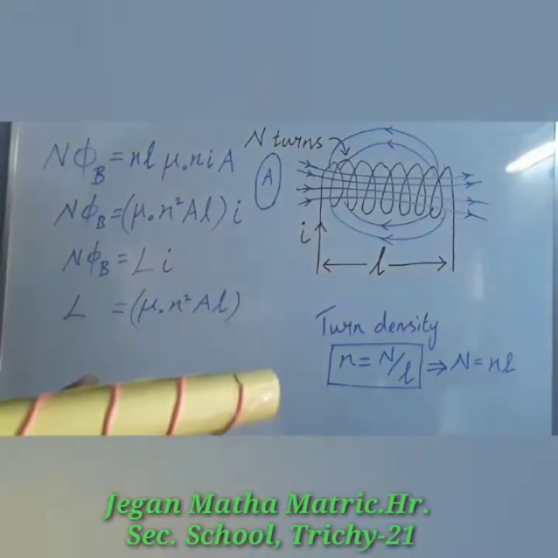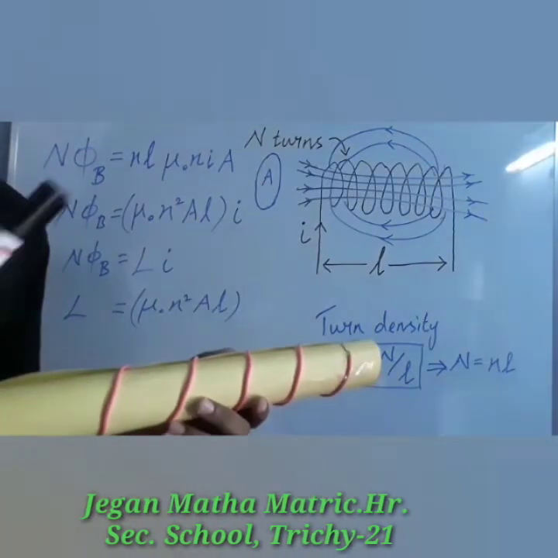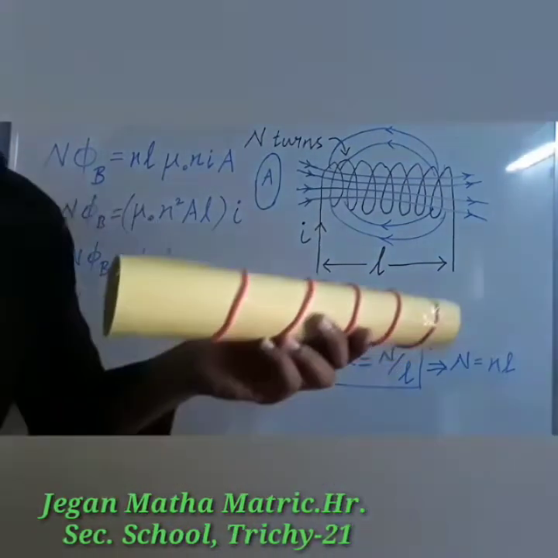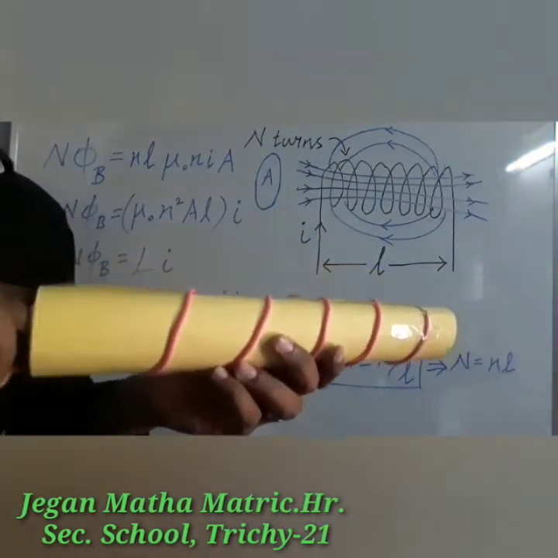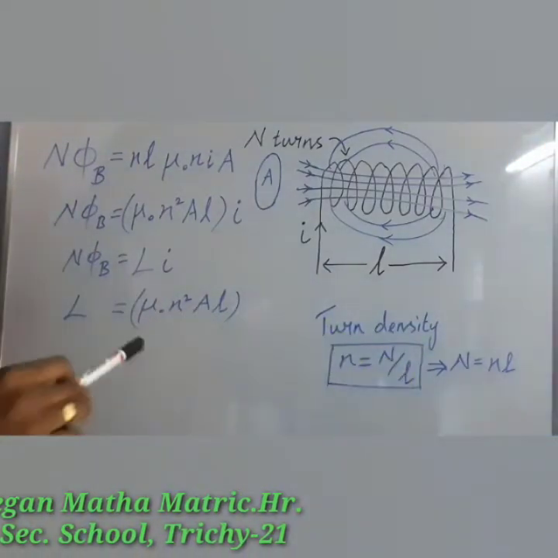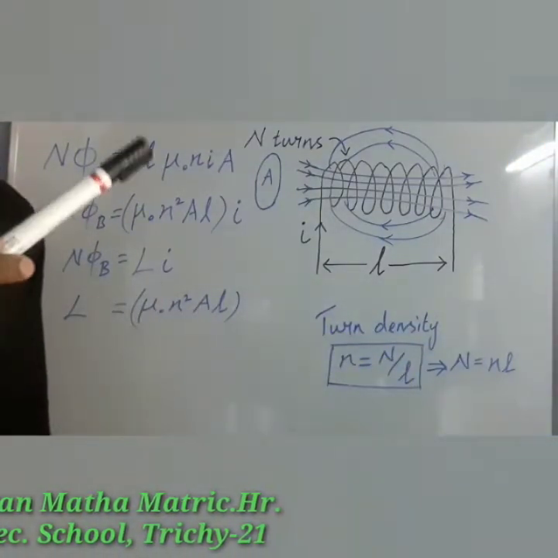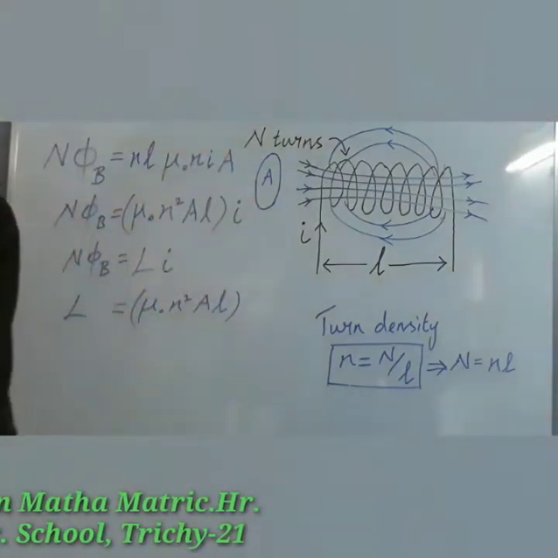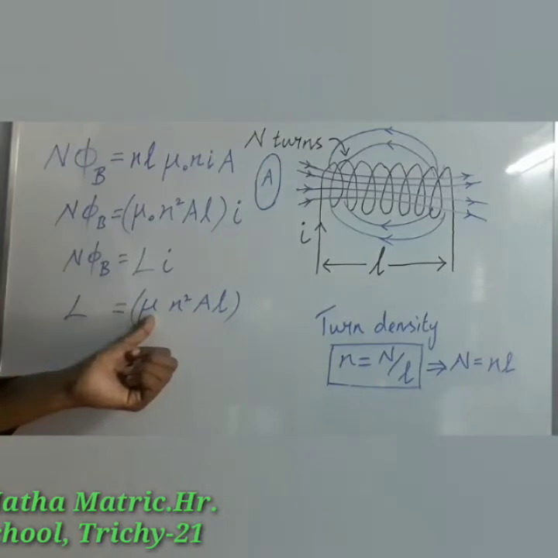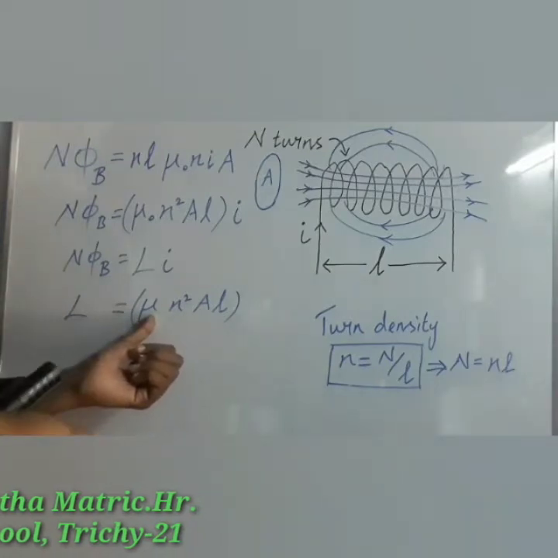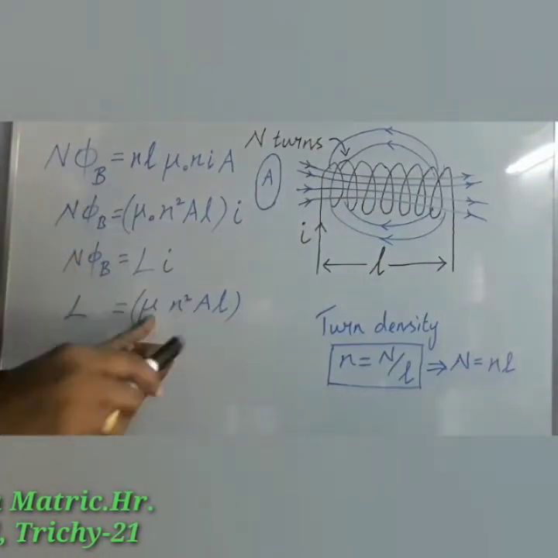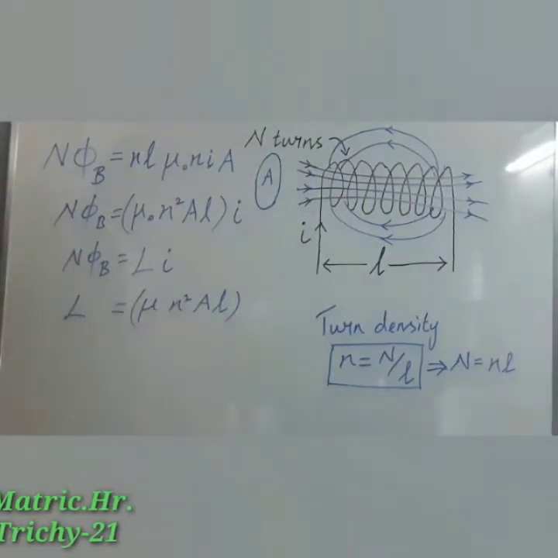Suppose this solenoid is filled with a dielectric medium, with relative permeability mu r. It is inserted into the solenoid. What will happen to the self-inductance? There is no change in the shape, only one change: instead of mu naught, you have to write the permeability of this medium, mu. When inside the solenoid there is no medium, mu naught can be used. Here the medium is included, so the permeability of the medium, mu, has to be written.